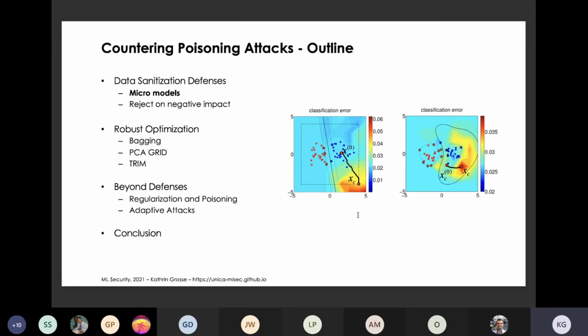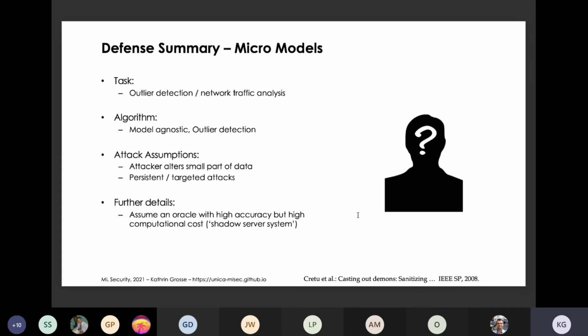Okay, so let's dive right in and discuss a defense which is based on micro models. Just as a summary, what is the setting that we are considering? The task is outlier detection. You have network traffic analysis, you have the packets, and you try to determine if an attack is taking place. The algorithm that is used is sort of model agnostic, but in general outlier detection. This is already a hint in the direction of data sanitization, because if you can plug in any model, that is because you're sanitizing the data.